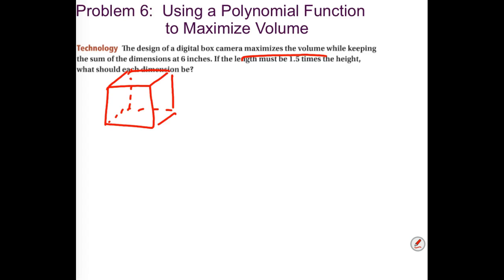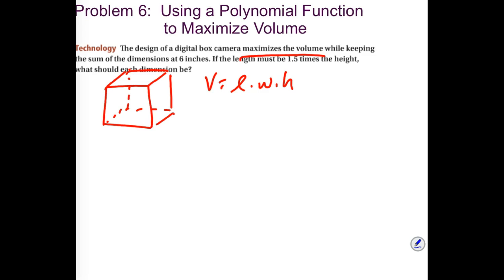How do we find volume for a box? Good. Length times width times height. So let's label what we can on our picture here. They are telling me that the length has to be 1.5 times the height. So whatever dimension I use here, let's say I use an x for the height, my length has to be 1.5 times that.